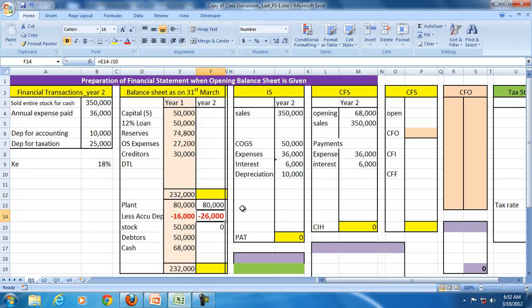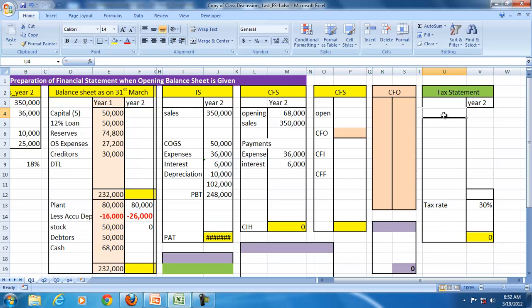No change in the plant because we did not purchase any asset during this period. Now since all the items on the income statement are taken care of, let us find the profit before tax. So PBT is equal to 350 minus 102, 248,000. But to find the tax, it is necessary to prepare the tax statement, and the tax statement will have almost all the items shown in the income statement with a few changes, and let us observe those changes.